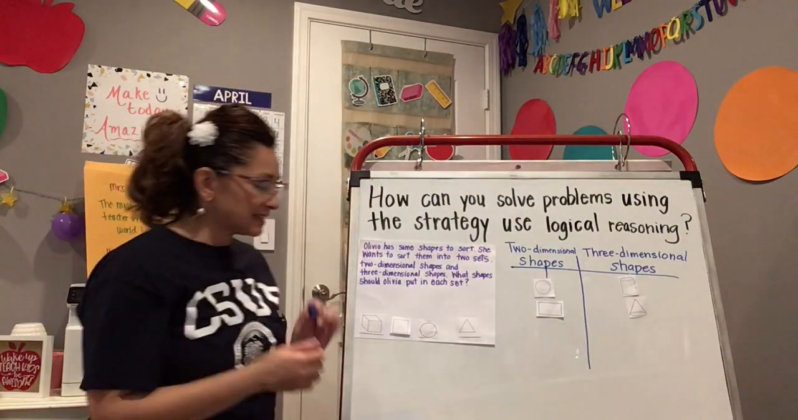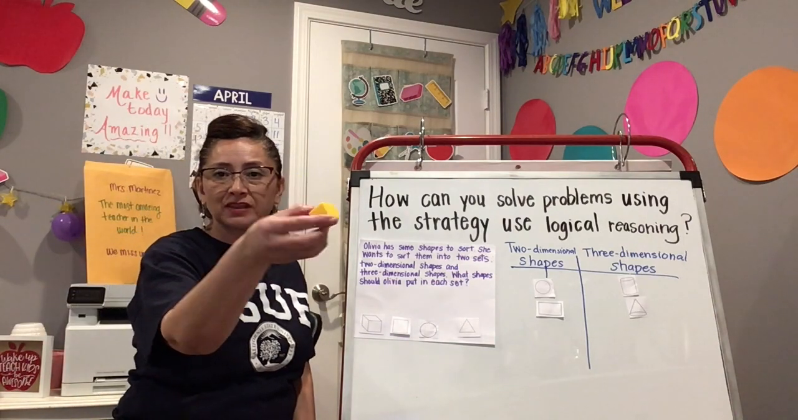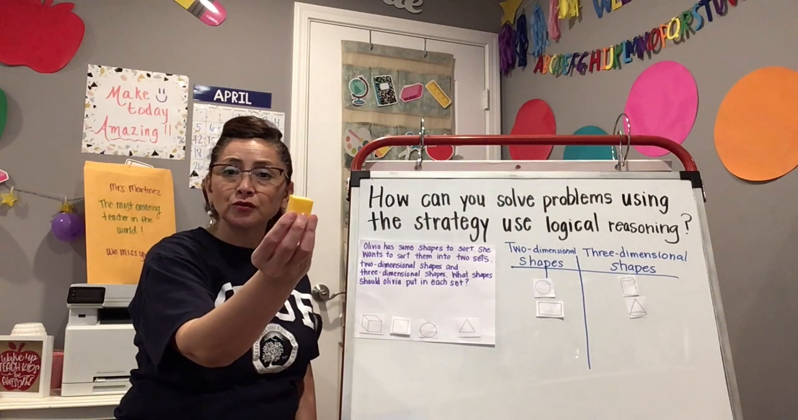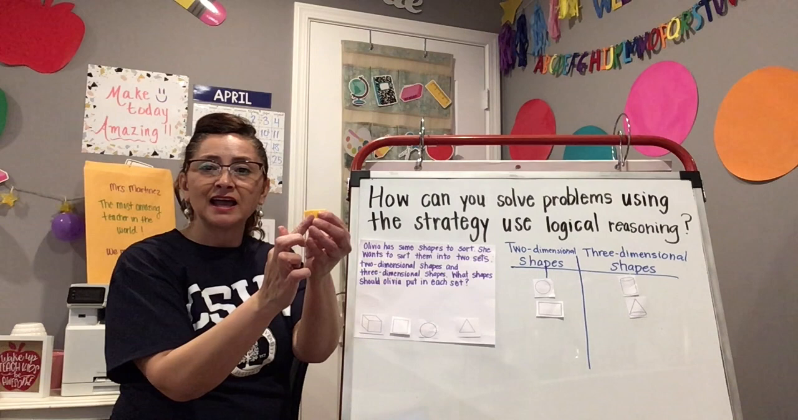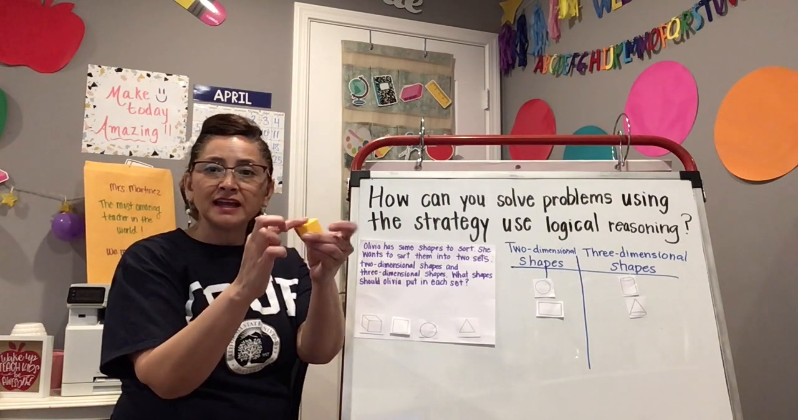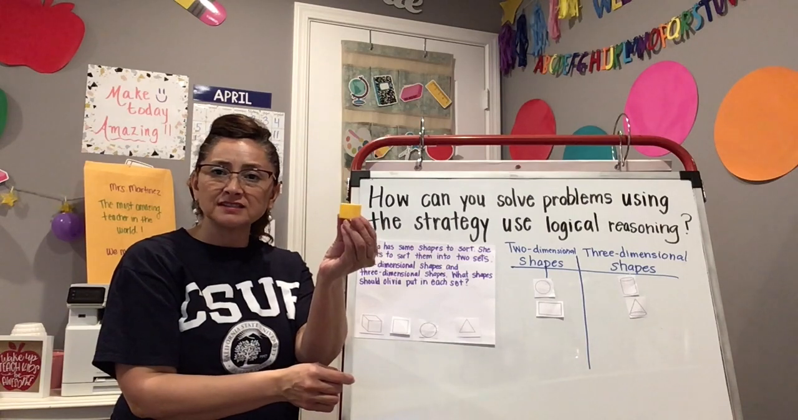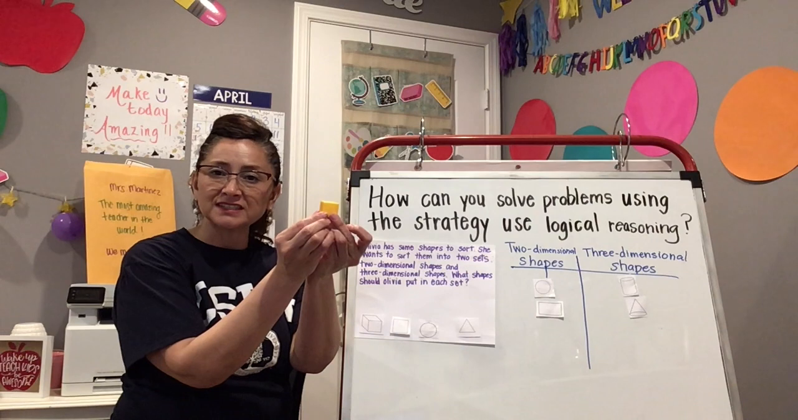Now, let's take a look at our next shape. It looks like this. Do you remember the name of that shape? That's right, that's a cube. What do you remember about the cube? Yes, that's right, that it has surfaces and it has flat surfaces. How many flat surfaces does a cube have? That's right, 6 flat surfaces.